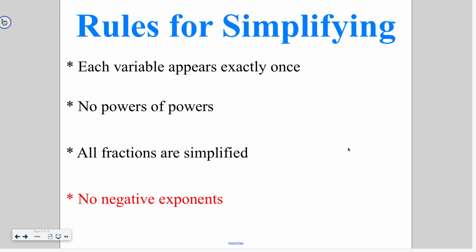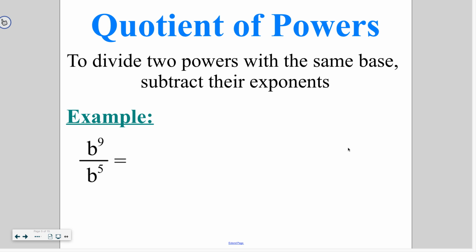Rules for simplifying, again a review: each variable appears exactly once. There are no powers of powers. All fractions are simplified, and the last thing we're going to add in today is no negative exponents. So we're going to show you a couple ways to get rid of those negative exponents.